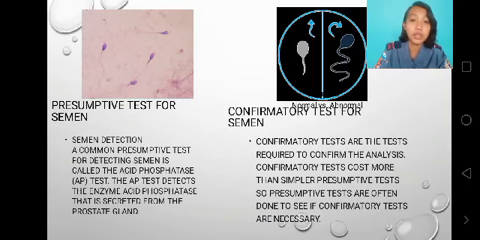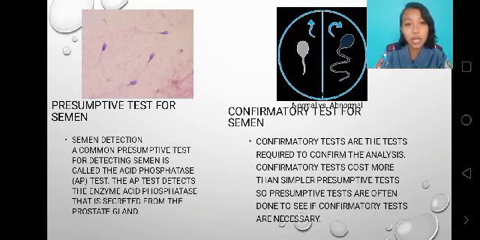So, the third slide is all about presumptive test for semen and confirmatory test for semen. So, what is the difference of the two? The presumptive test for semen is semen detection. A common presumptive test for detecting semen is called the acid phosphatase or AP test. The AP test detects the enzyme acid phosphatase that is secreted from the prostate gland.